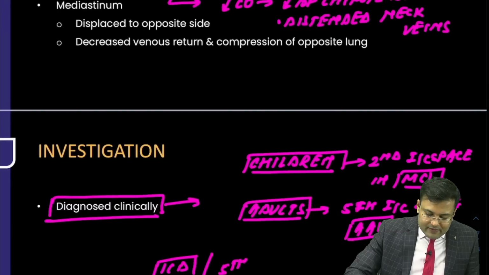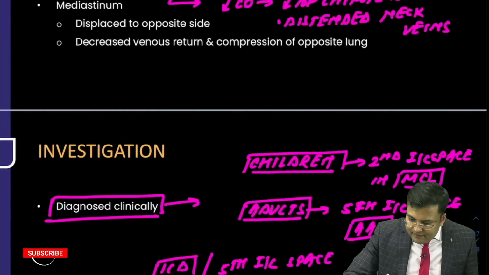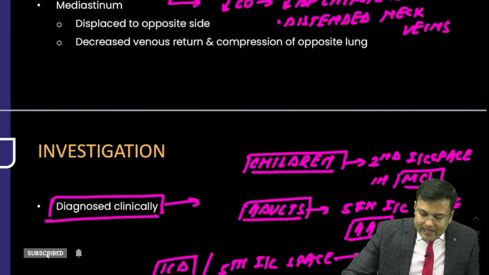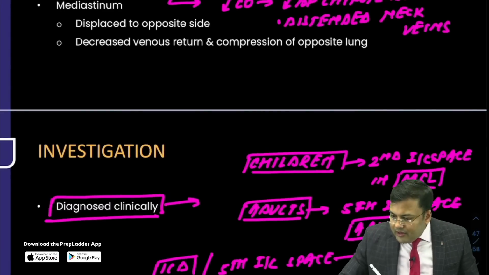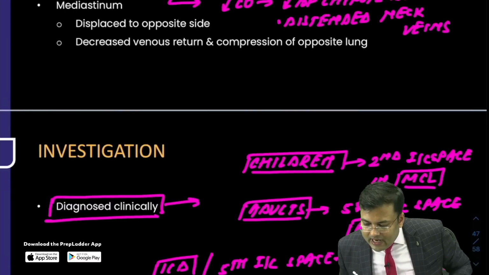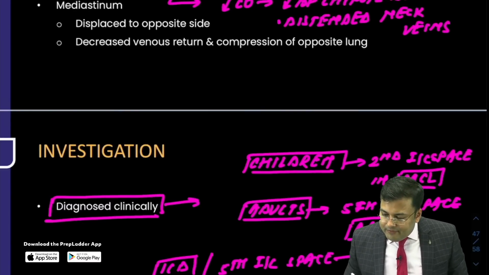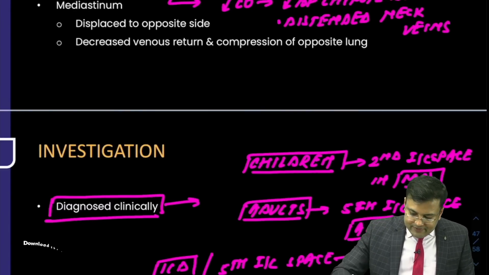Where? In fifth intercostal space. Where? In triangle of safety. Fifth intercostal space in triangle of safety. Very good. And somebody is telling the size of catheter also, 16 gauge. Very good. So, in triangle of safety.